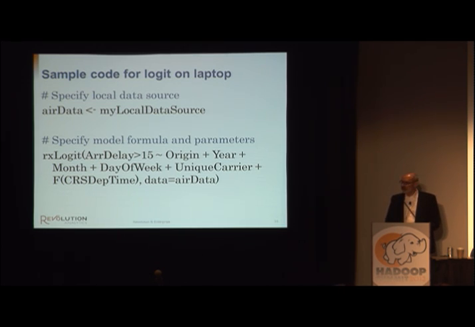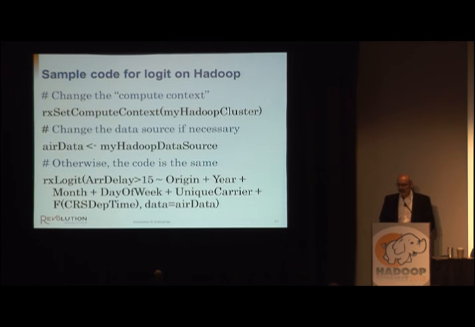Now, this is great. It's very quick to run things on your laptop. You don't have to wait for any job submission, and you don't have security problems, but you do want to scale to your big data eventually. To change this to work with your big data, it's a very small change. You'll add that first line, rxSetComputeContext, and that will make the Revolution interpreter you're using aware of the Hadoop compute context that you would like to run the computation on. Then you'll change your data source from your local data source to your Hadoop data source, and then you'll run the exact same line as before to do the logistic regression, only now it's going to run in parallel on your cluster.